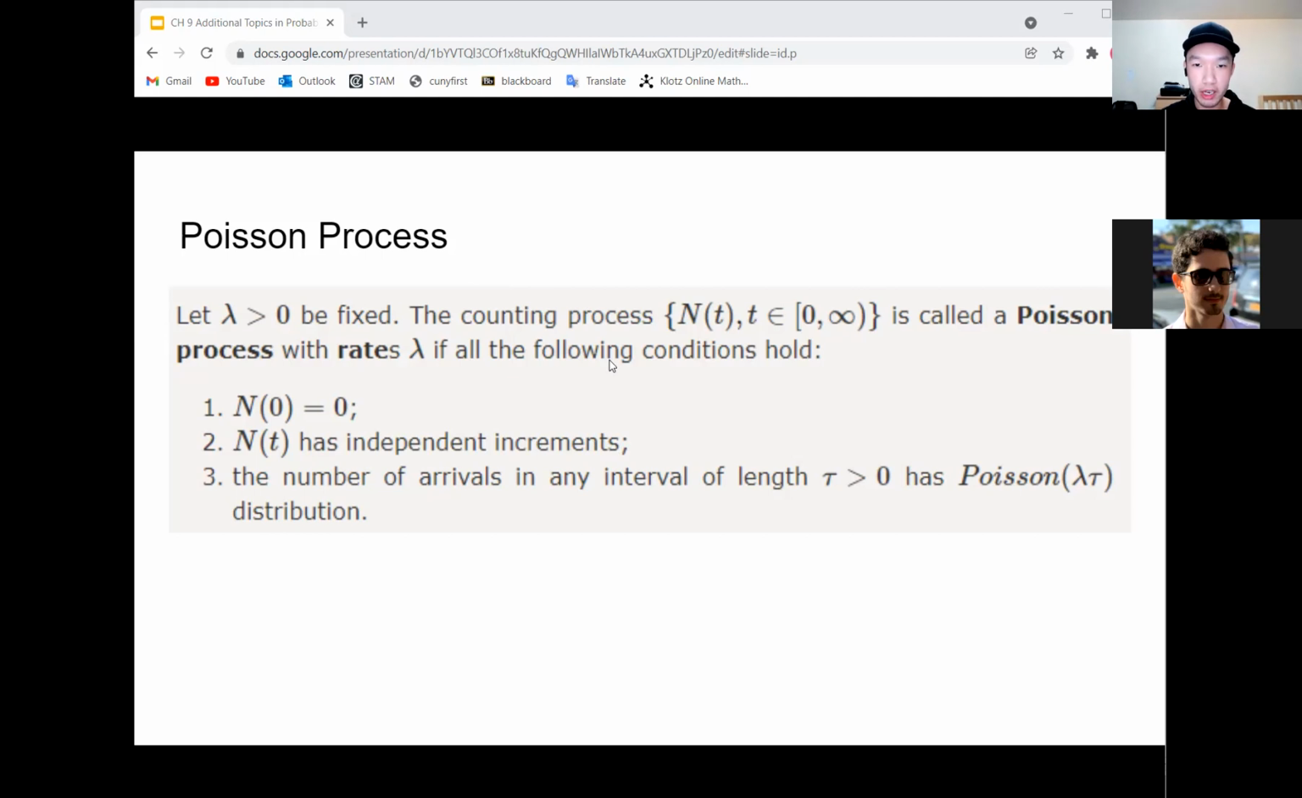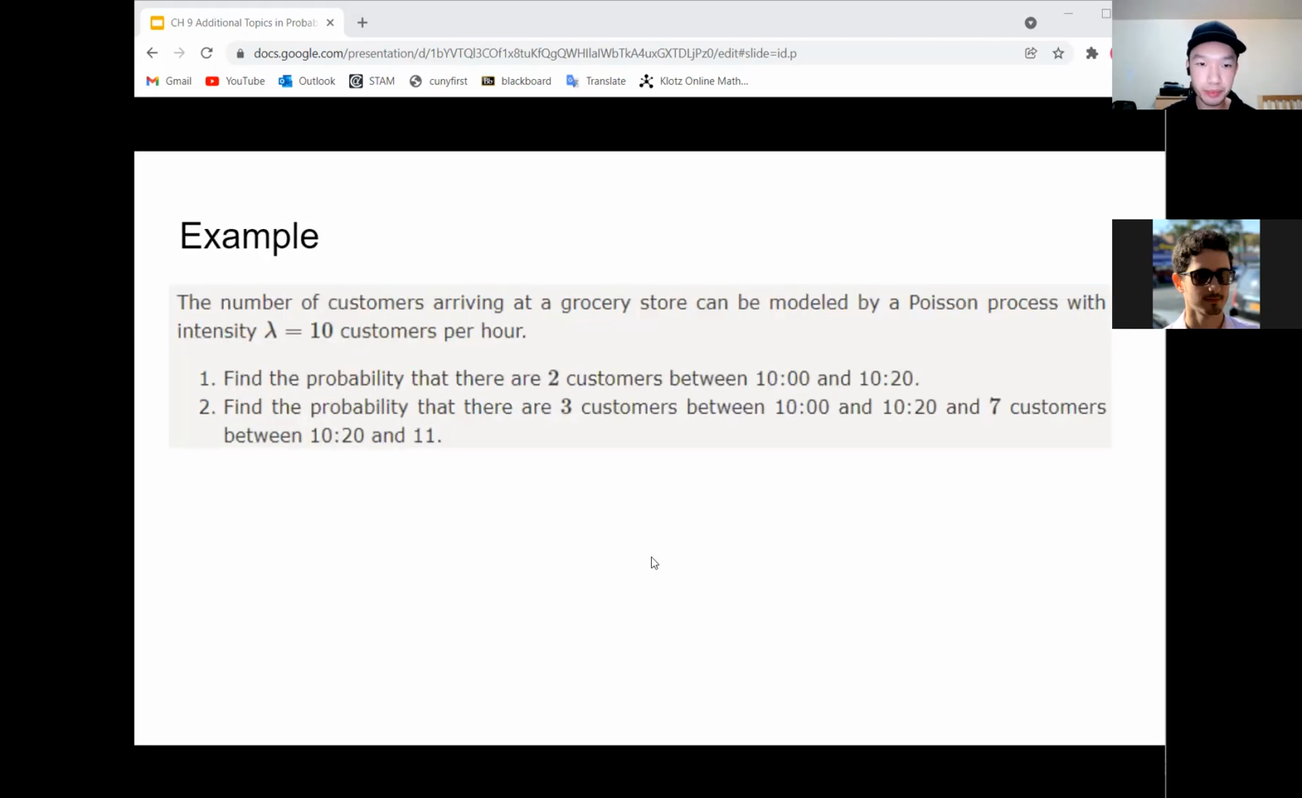All right, and then let's see, is there anything else I wanted to mention regarding this? I think that should be it. So let's take a look at an example of what a Poisson process question will look like. Okay, so I have an example here. Let's do it together.